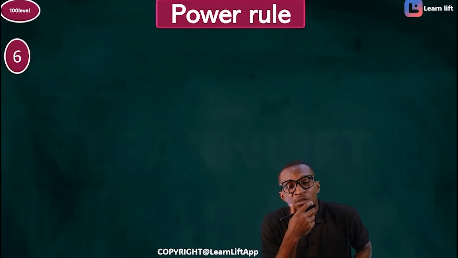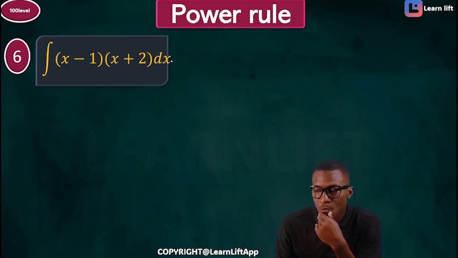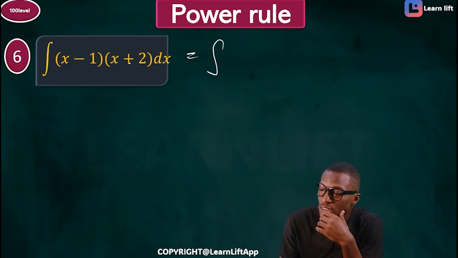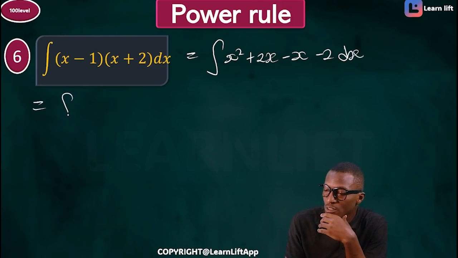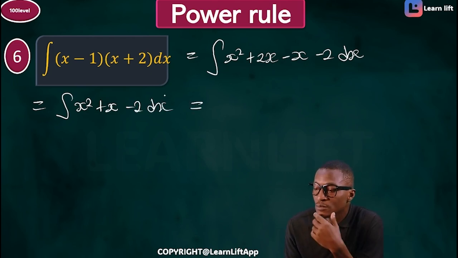Quickly, let's take the next question. Question 6. In this kind of question, what are we going to do? The easiest thing to do is to expand, so that we have a straight integral. This is simply the integral of x times x, that'll give me x squared, x times 2, that's plus 2x, minus x, minus 2, dx. So this will practically give me the integral of x squared, that's plus x, because 2x minus x is plus x, minus 2 dx.